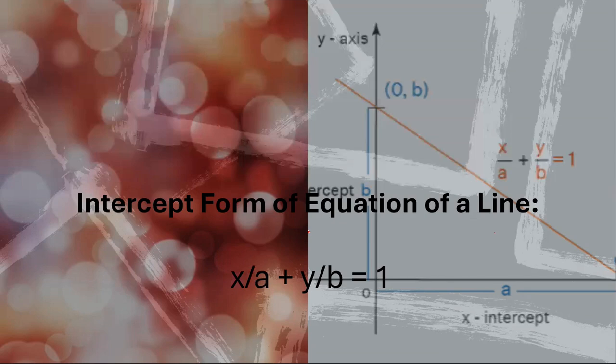Then the last form that we are going to learn is the intercept form of equation of line, right? So this is the intercept form. If you see, x by a plus y by b is equals to 1. But how does this happen? So let's see that. It's very important. Please concentrate.